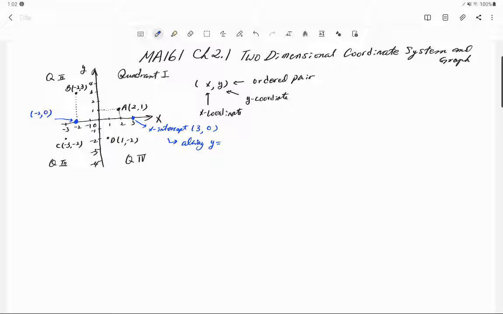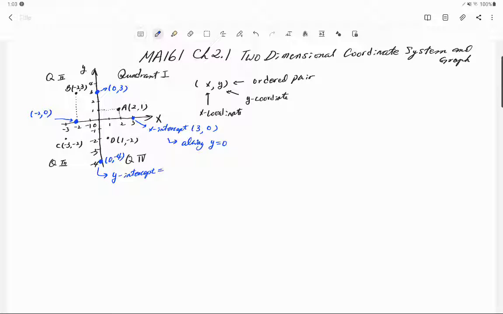Always y is equal to 0. Always. How about this point? The point on the y-axis. The x-coordinate of this point is always 0, right? Always 0, and the y value is 3. How about this point? Still the same thing, right? X is 0, y is -4. So we call this the y-intercept, because this point is on the y-axis.